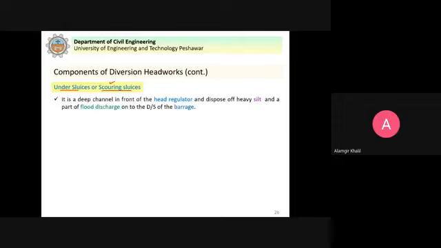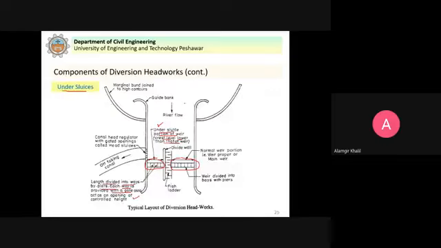Under sluices are also known as scouring sluices because the sediments which are accumulated are flushed downstream through the under sluices. That's why these are also known as scouring sluices. It is a deep channel in front of the head regulator, that is, the canal head regulator. You can see here that it is in front of this canal head regulator.